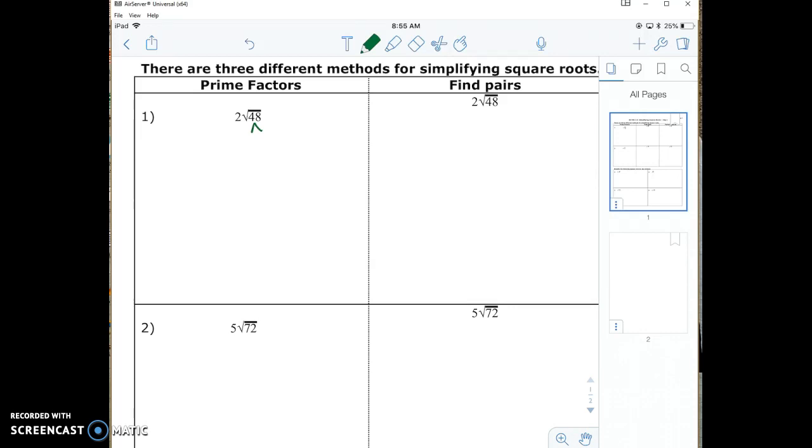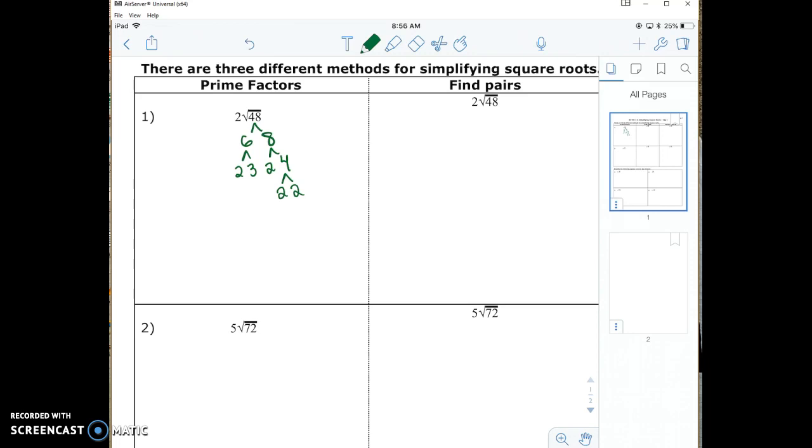48 could be 6 times 8. We know that 6 breaks down into 2 and 3. 2 and 3 cannot be broken down anymore. There's nothing that multiplies to be 2 other than 1 and itself, and same for 3, so those are prime. 8 is 2 times 4. 2 is prime, and 4 is 2 times 2.